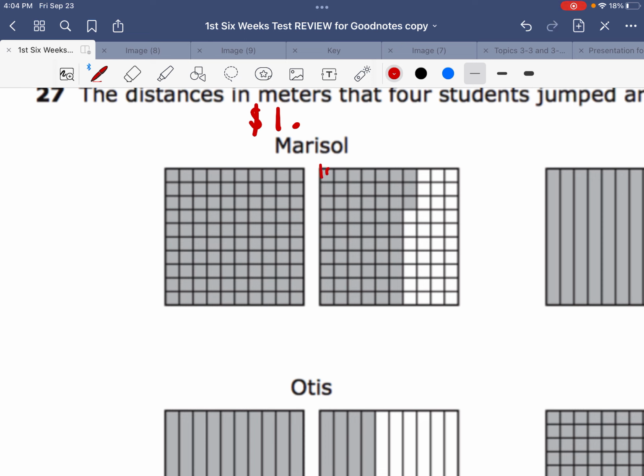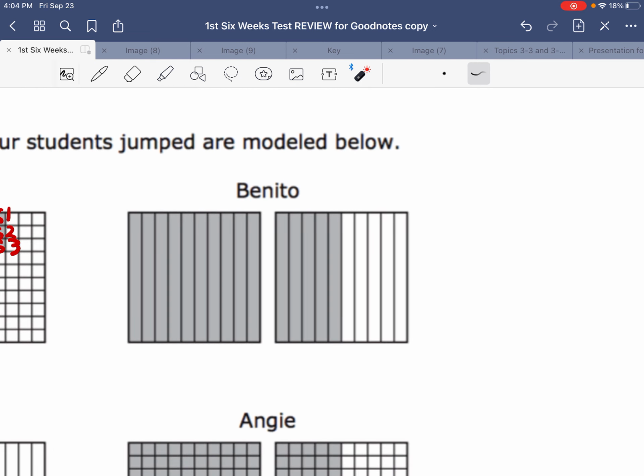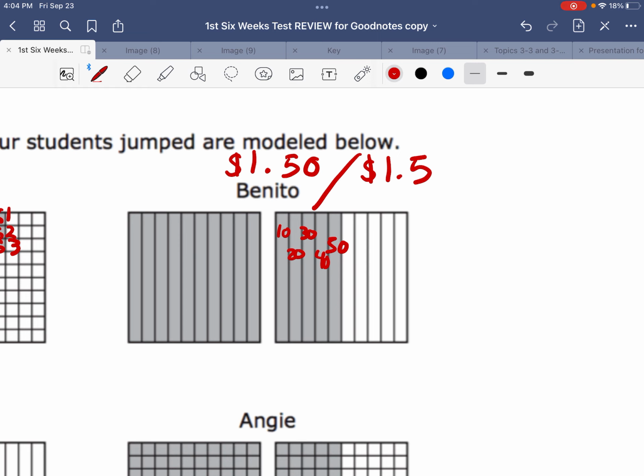So I'm going to count by tens, 10, 20, 30, 40, 50, 60, 61, 62, 63. So it's 1.63. Or you can say I have $1.63. Next one, remember again, if I have one that's fully shaded, that's me saying that I have $1 and then I count 10, 20, 30, 40, 50. So I can put I have 50 cents, or you can also put you have $1 and 1.5.